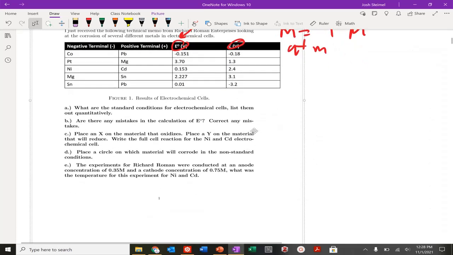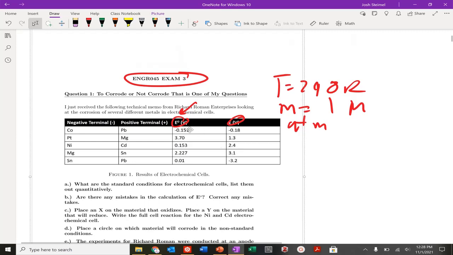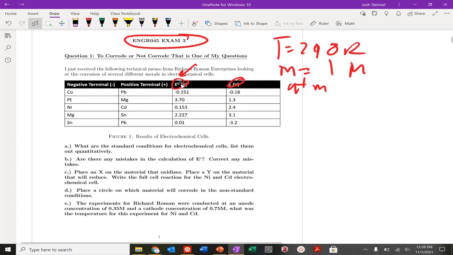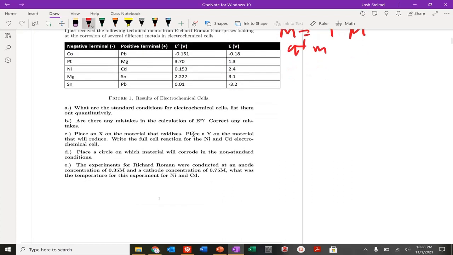All right, so now once we start to measure these actual E values, in our condition, we need to place an X on the material that oxidizes.